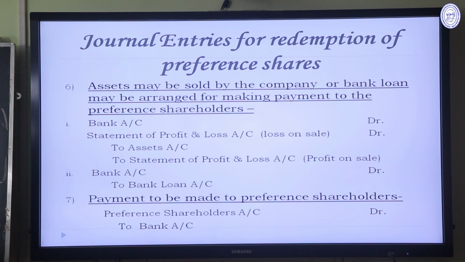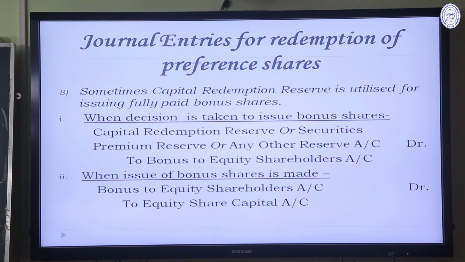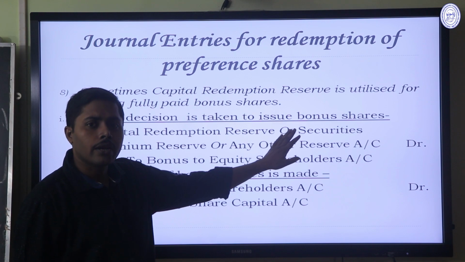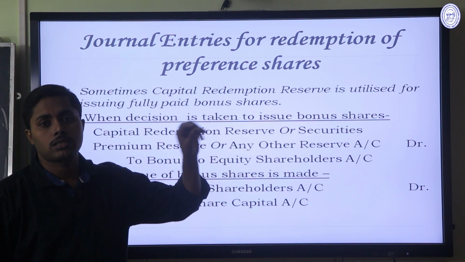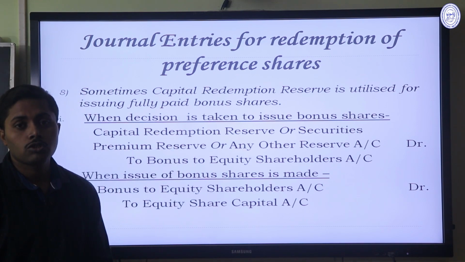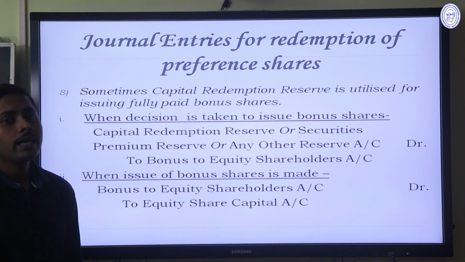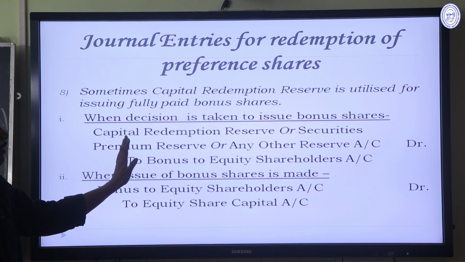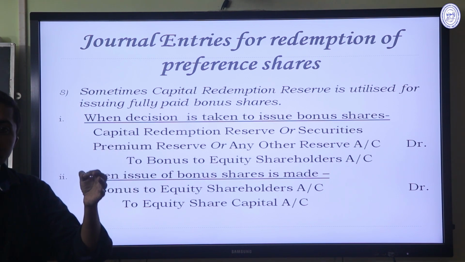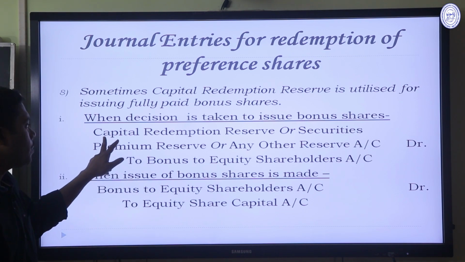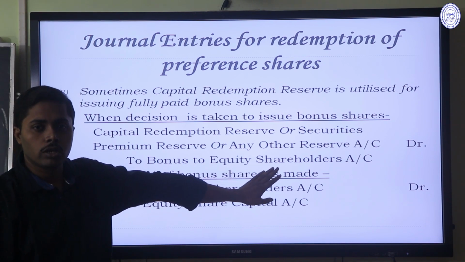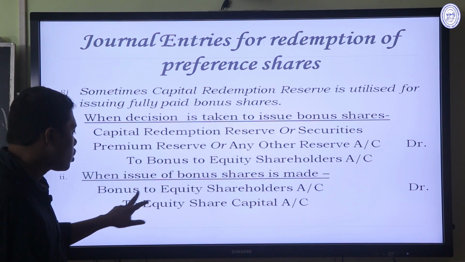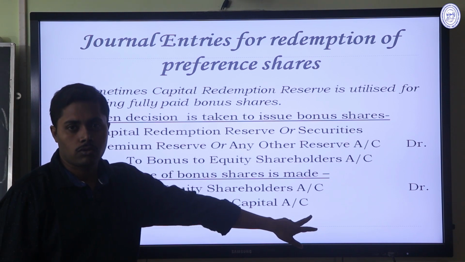Now, additional entries you must remember, as I already told you that CRR, capital redemption reserve, is only used for the purpose of giving bonus to the existing equity shareholders, so that it can again be converted into capital. So, what will be the entry for giving bonus? If bonus share is given at par, then the entry will be capital redemption reserve account debit to bonus to equity shareholder account. Again, bonus to equity shareholder account debit to equity share capital account.